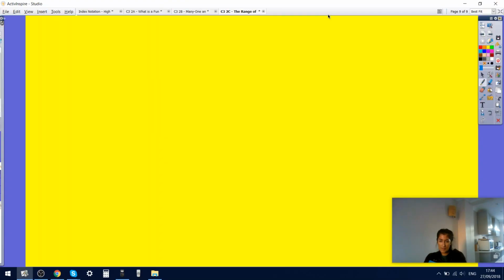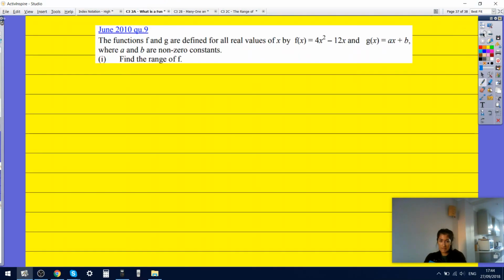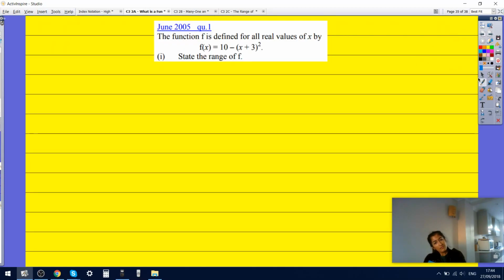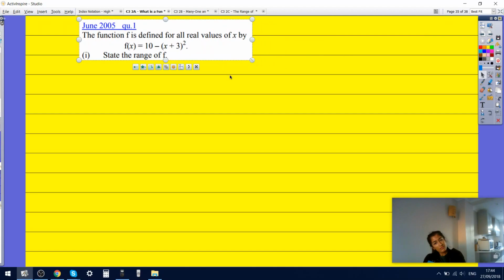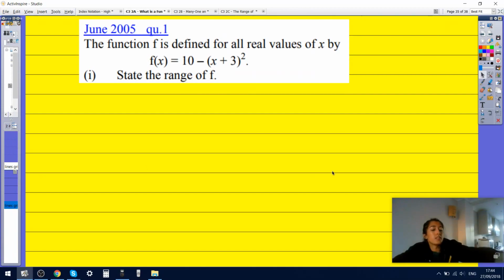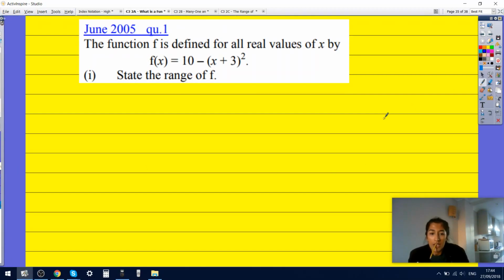And now I go back, sorry, to the very first one. This one. Yes. Okay, this one. State the range of f. Exam question. Yeah, so if we draw the graph, it would be 10. Okay, so the graph is like a U, an upside down one.